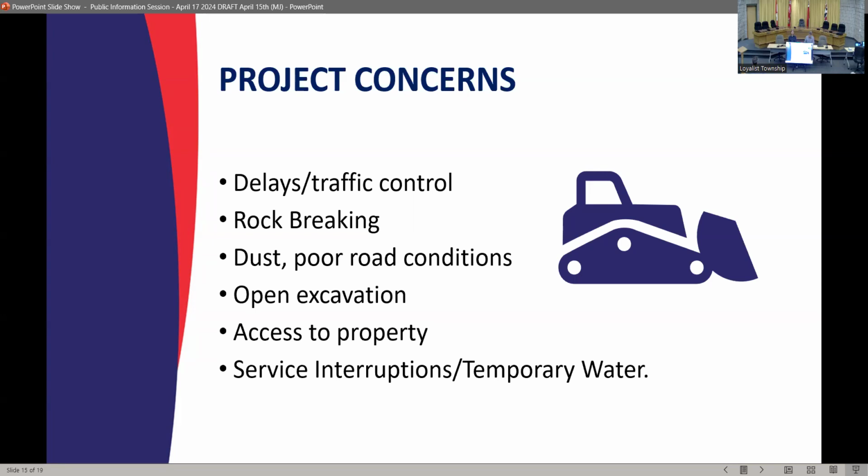Dust and poor road conditions. So as you saw in the previous pictures, the road conditions are not going to be your standard road conditions that you would typically see.